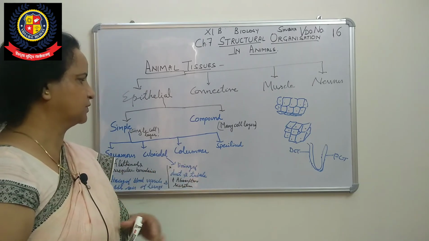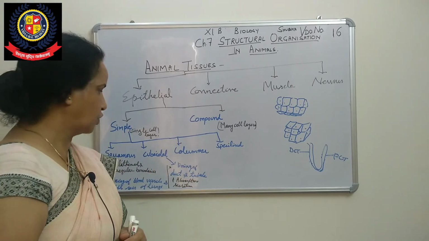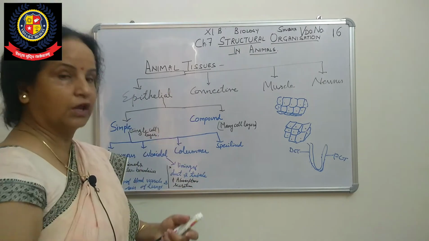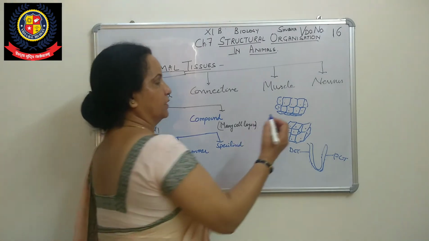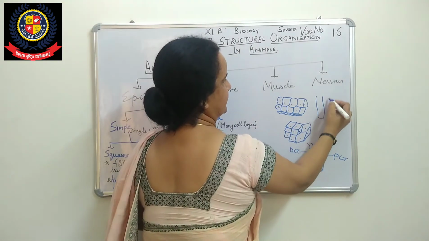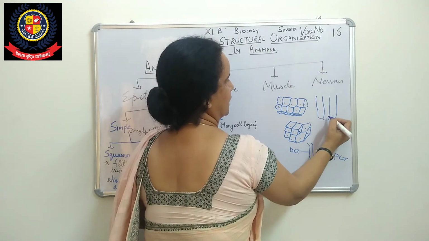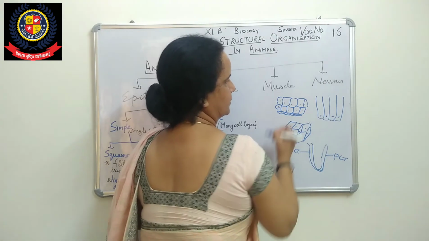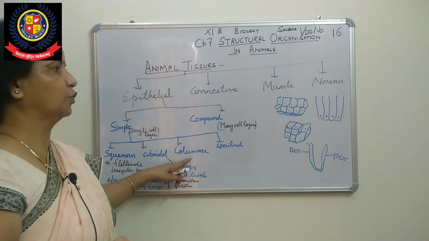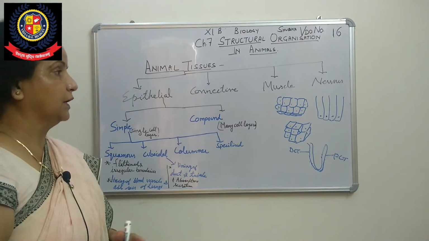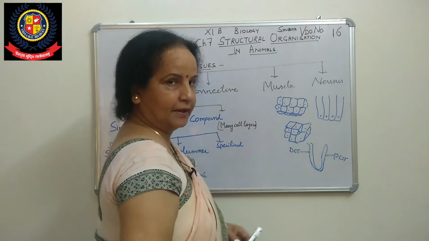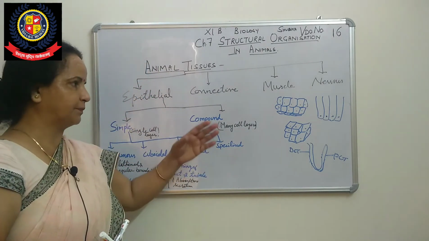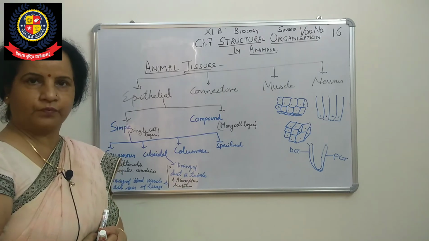Third one, when we talk about the third one, columnar tissue. These are the longer cells, column-like, that is why the name columnar. The cells are like this, and the nuclei are present at the base. This is columnar epithelium. These are present in the alimentary canal also.